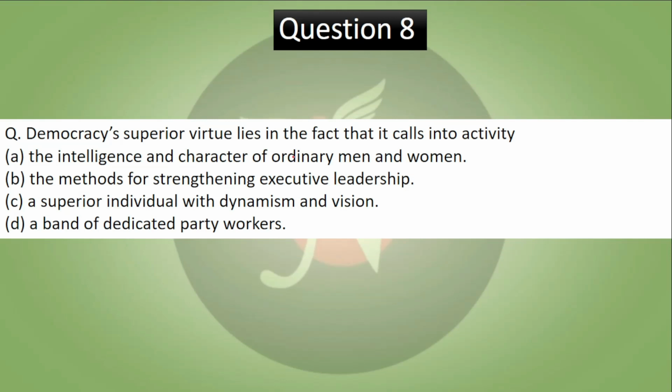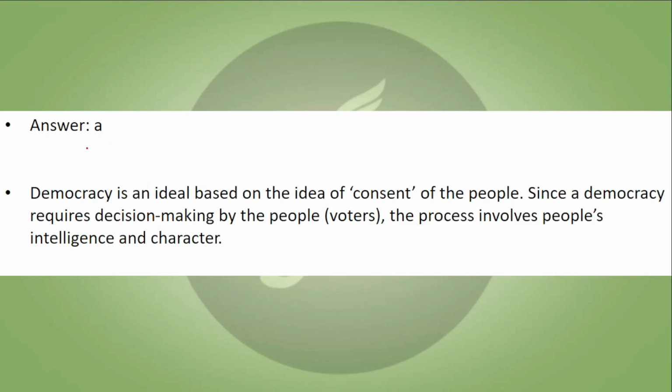Democracy's superior virtue lies in the fact that it calls into activity the intelligence and character of ordinary men and women. The methods of strengthening executive leadership are superior individual with dynamism and vision, a band of dedicated party workers. What is the democracy's superior virtue lies in the fact? Pause the video, try to answer. Now let's see the answer. So the correct answer to this is A.